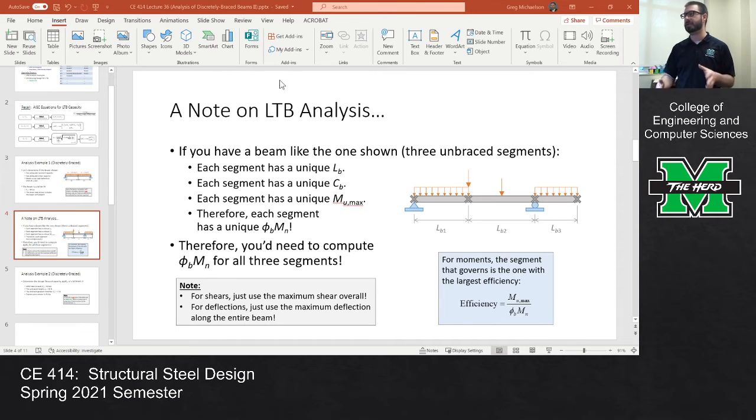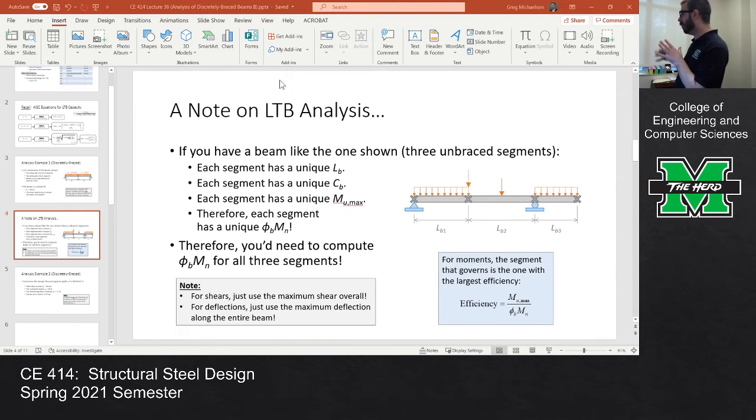And so for segment 1, you would take the phi Mn and compare it to its maximum Mu. For segment 2, take its phi Mn, compare it to its maximum Mu. For segment 3, take its phi Mn, compare it to its maximum Mu. And that's how you would do the moment check. For the shear check, you just take the maximum shear, and for the deflection, you just take the maximum deflection. But for moments, you'd have to do each one. As for which one governs, it'd be the one that has the largest performance ratio.